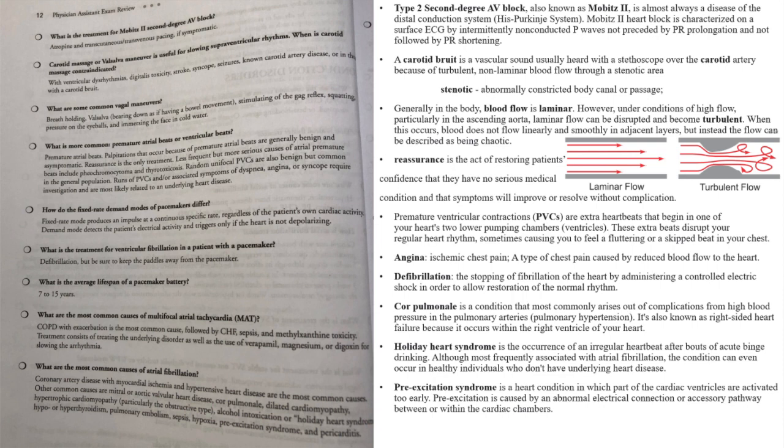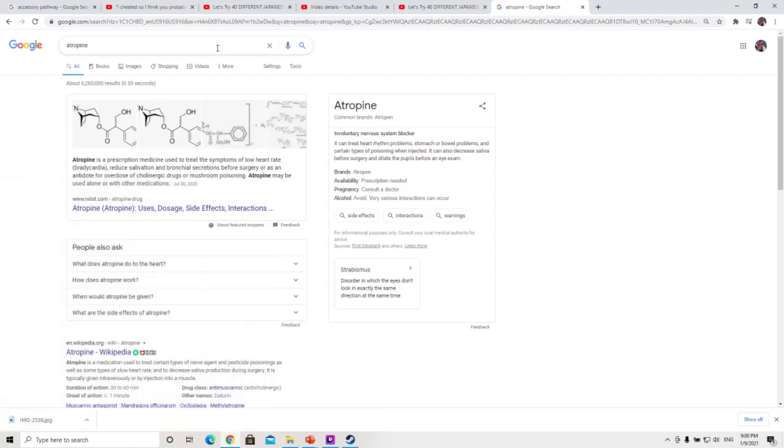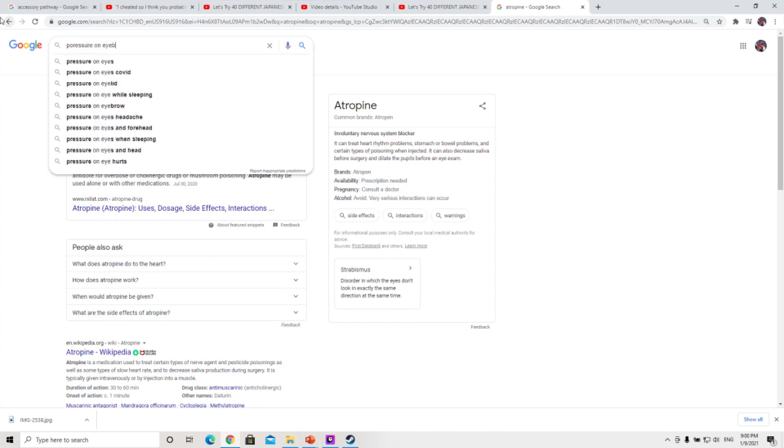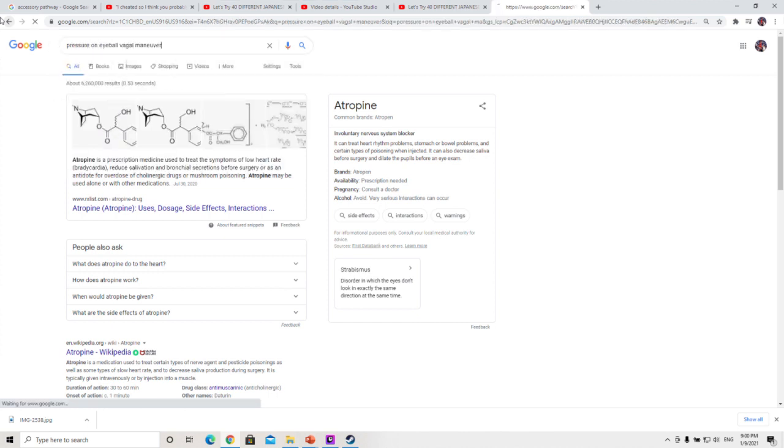Stimulation of the gag reflex. Squatting. Pressure on the eyeballs. Interesting. And immersing the face in cold water. When you put your face in cold water, it causes your body to react with fight or flight, right? So how would that slow down the heart rate, when these things make your heart rate faster? What? Pressure on eyeball, vagal maneuver.